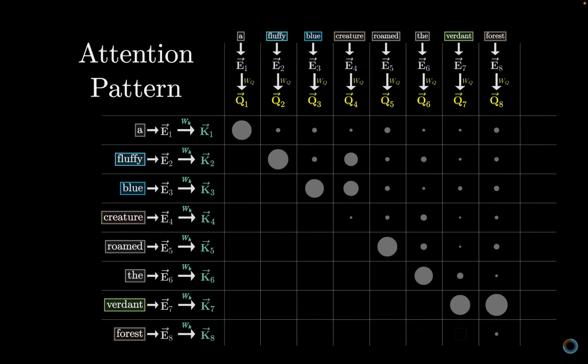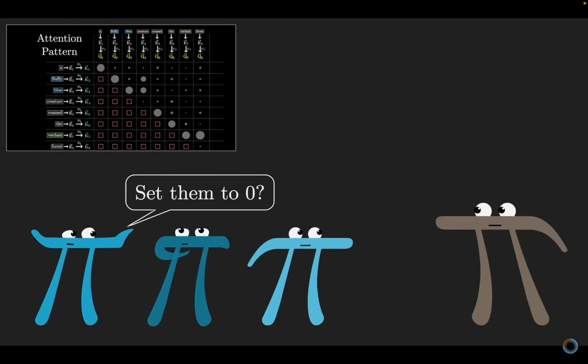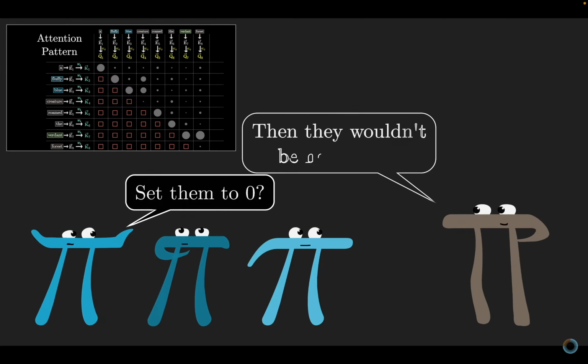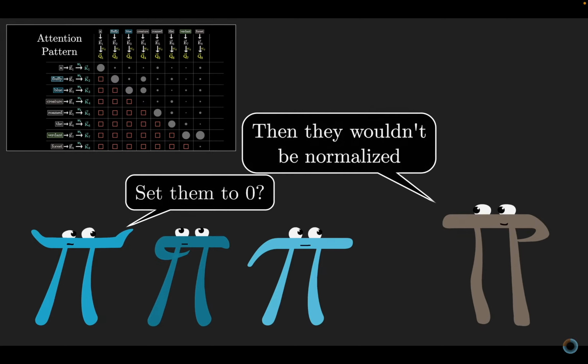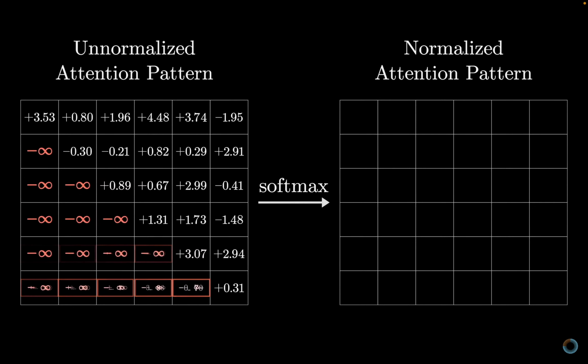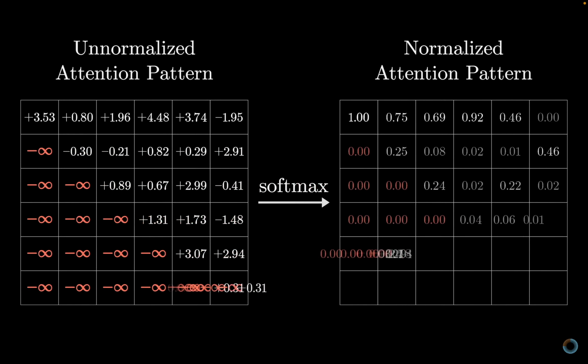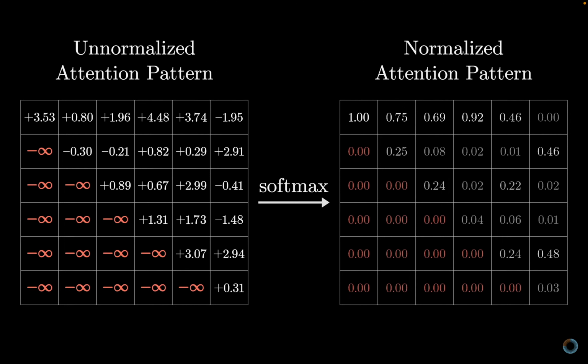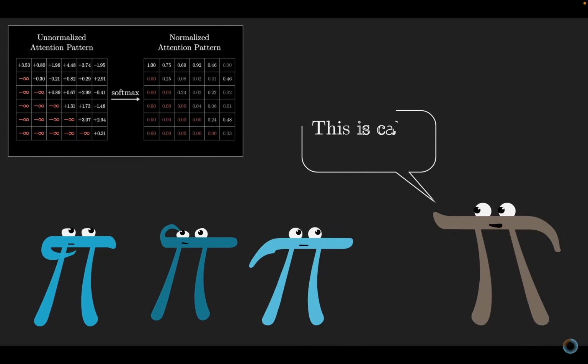The simplest thing you might think to do is to set them equal to 0, but if you did that, the columns wouldn't add up to 1 anymore. They wouldn't be normalized. So instead, a common way to do this is that before applying softmax, you set all of those entries to be negative infinity. If you do that, then after applying softmax, all of those get turned into 0, but the columns stay normalized. This process is called masking.